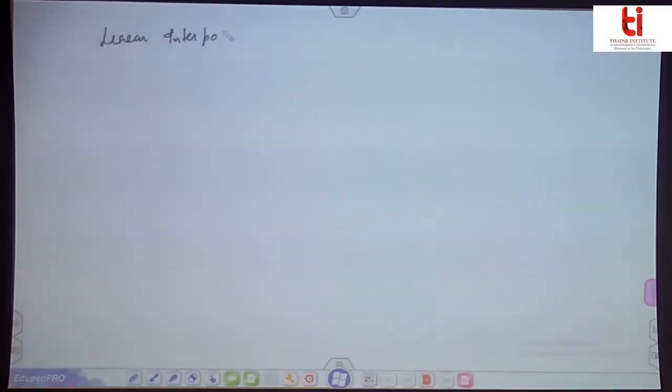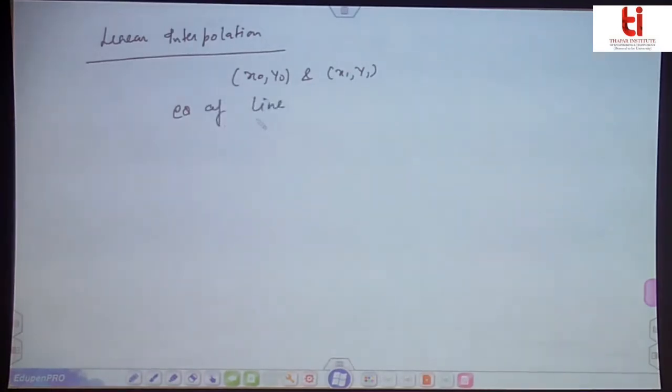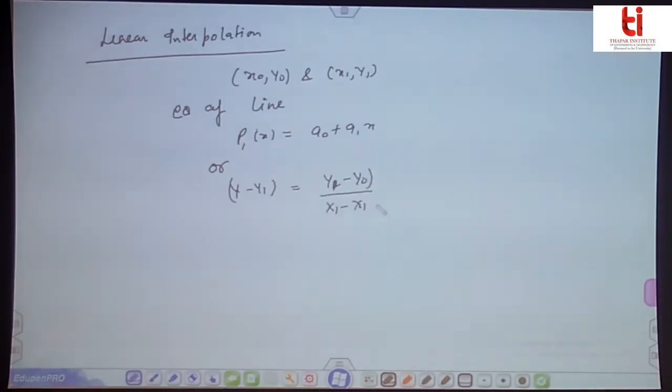Okay. So let us discuss linear interpolation first, linear Lagrange interpolation. Suppose the data points are given to you (x0, y0) and (x1, y1), then the equation of the straight line. So there are only 2 points, so a maximum of 1 degree polynomial is possible. So the equation of the line, in this case, p1(x) will be what? a0 plus a1x. Okay, or you can say y minus y0 equal to (y1 minus y0) upon (x1 minus x0) times (x minus x0).